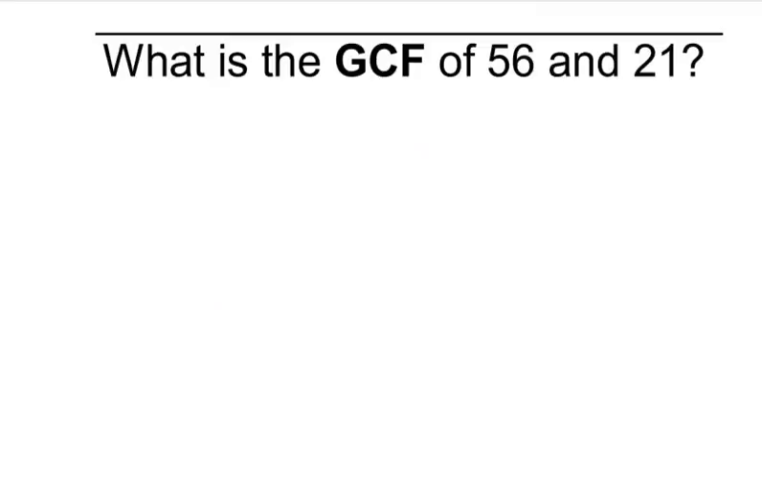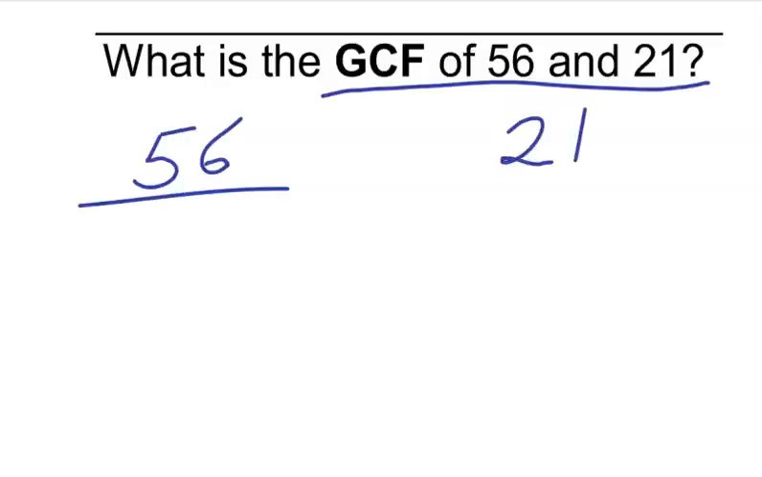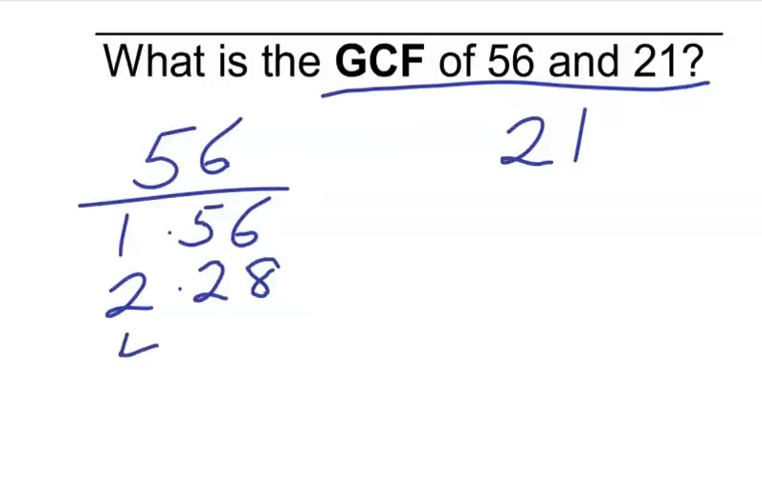What is the greatest common factor of 56 and 21? So we have 56 and we have 21. The factors of 56 are 1 times 56. 2 times 28 will give you 56. 3 doesn't. How about 4? 4 times 14 gives you 56. And 7 times 8 gives you 56.